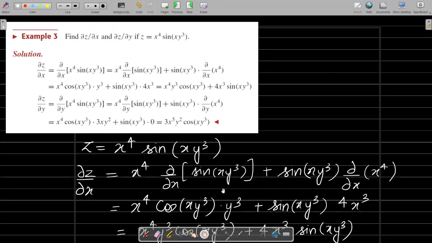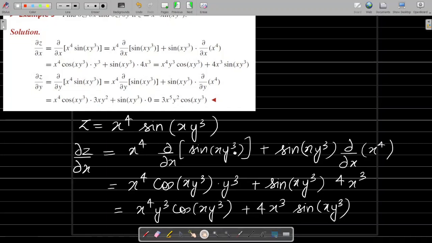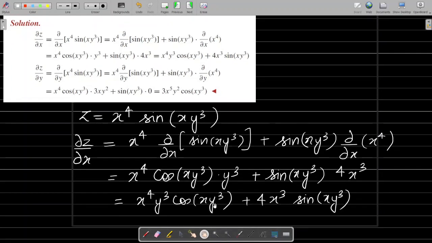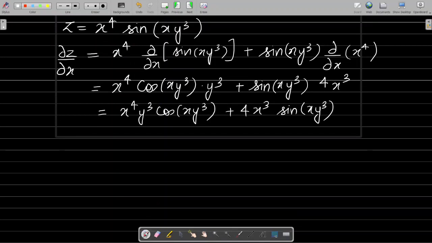We found ∂z/∂x. That is what is done here: ∂/∂x of x⁴ into sin(xy³). So first function into the partial derivative of the second plus second function into partial derivative of the first. Okay, so we have it like this: x⁴ into cos(xy³) into y³ plus sin(xy³) into 4x³. So we are getting the same answer: x⁴y³ cos(xy³) plus 4x³ sin(xy³). Now we will find the partial derivative with respect to y.